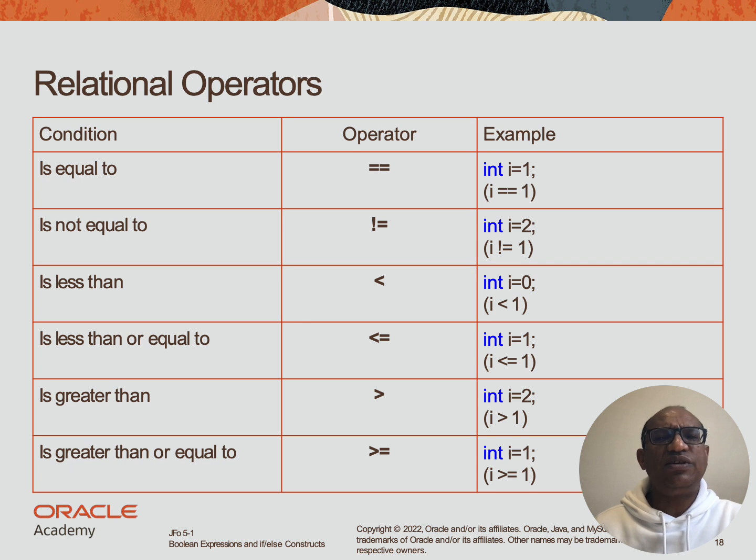The table lists the different conditions that you can test by using relational operators. The result of all relational operators is a Boolean value. All of the examples yield a Boolean result of true.